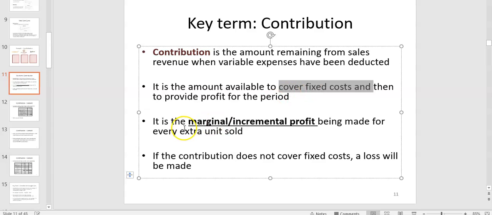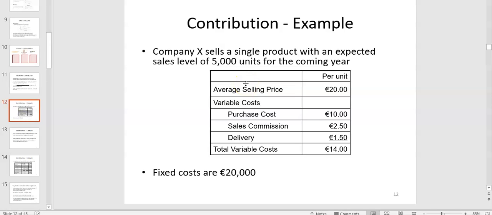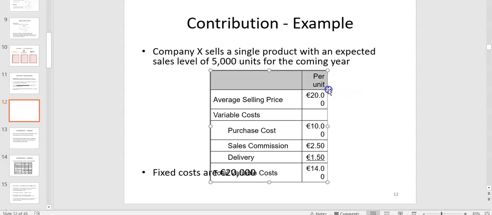So it's essentially like the marginal or incremental profit per unit. So it's the incremental profit for every extra airline ticket sold. It's the incremental profit from every extra sitting I have in a restaurant or every extra ticket I sell in a cinema. And it contributes to fixed costs. So it's an important way of looking at your cost structure. So take, for example, this simple example, company X. Sales level is 5,000 units for the year. It sells every unit at an average selling price of 20 euro.